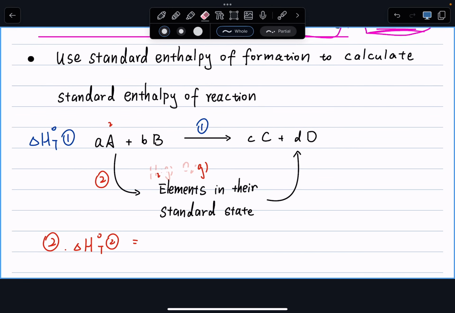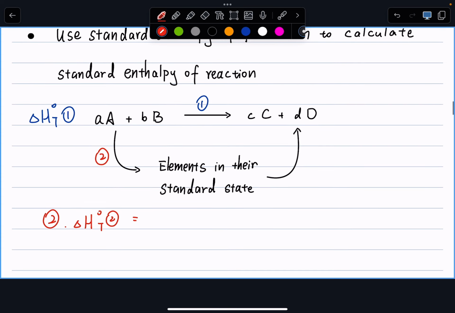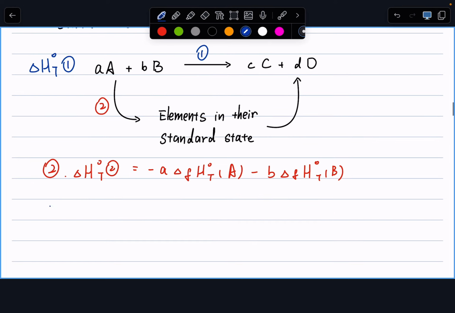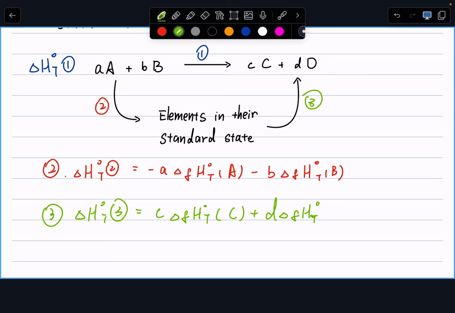All right. Okay, and then back here. So what do we have? In this case, delta H naught for process 2 equals the negative of a times delta H of formation for substance A minus b times delta H of formation for substance B. Note that we have a minus in front because this is the reverse reaction of the heat of formation. Right? So we're breaking it down into elements. And for process 3, the delta H naught for process 3 equals c times the heat of formation of C plus d times the heat of formation of D. Now, obviously, my delta H naught for process 1 just equals the sum of these two terms.